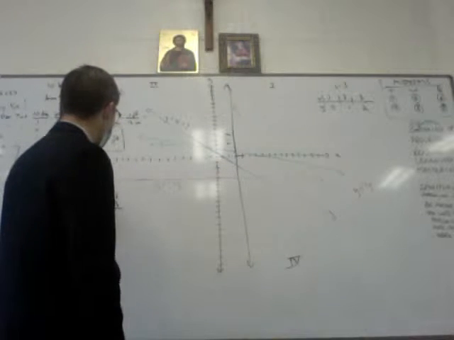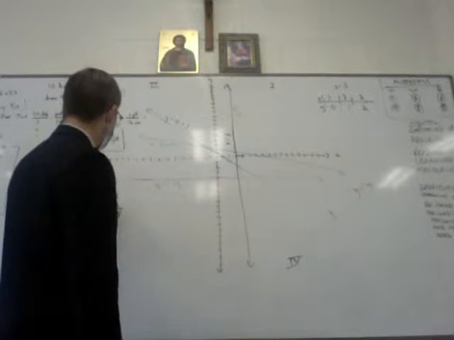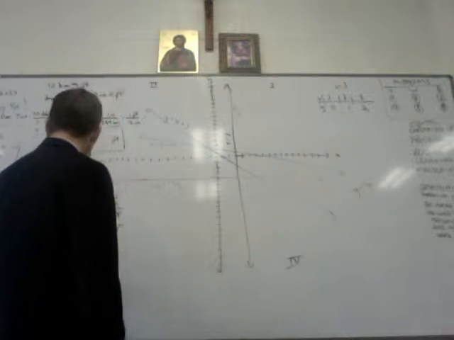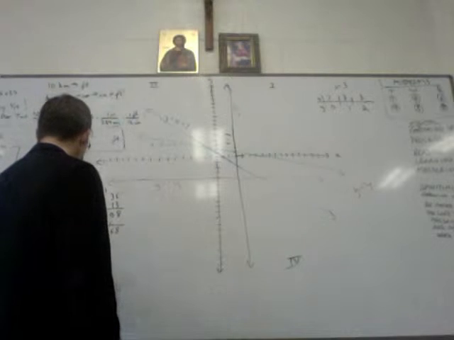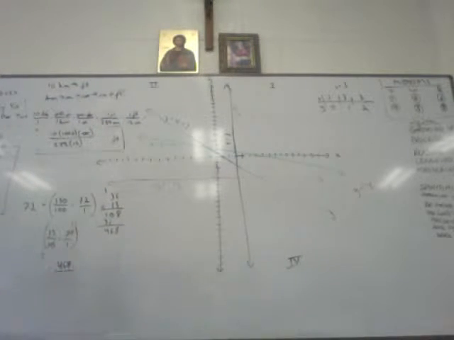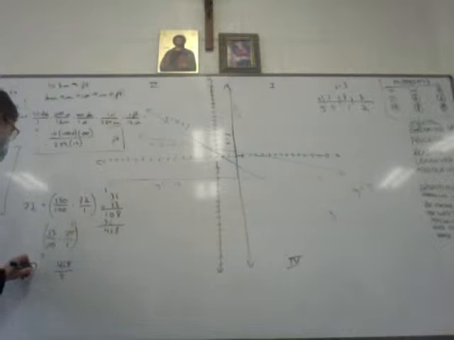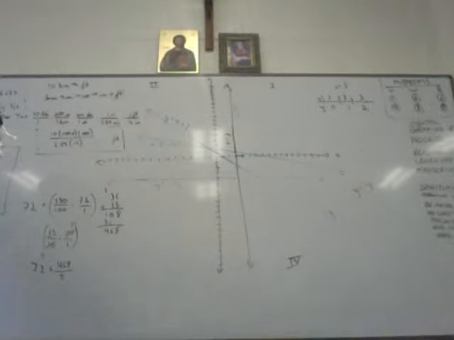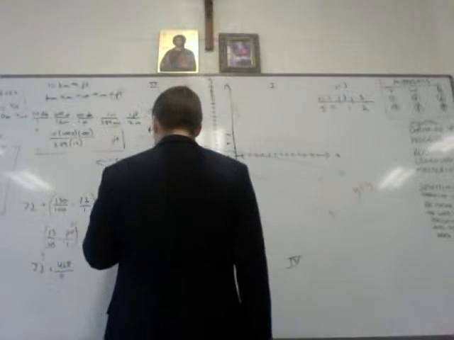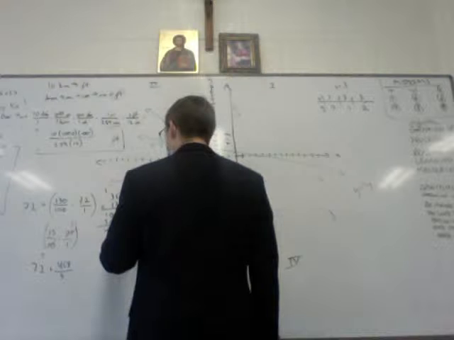Let's just do it. 468. Yes, 468. So we got 468 over 5. Okay, we've got 72 plus that. How are we going to add these together? A better way to do that is to make this into a mixed number. What's this as a mixed number? What's 468 over 5 as a mixed number?